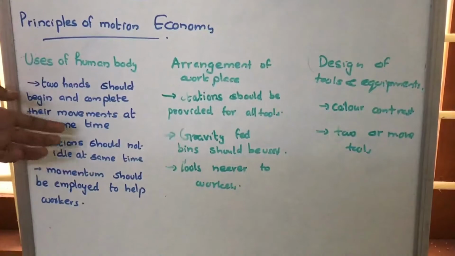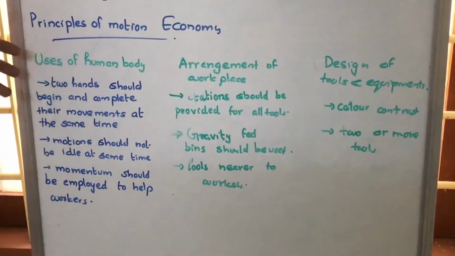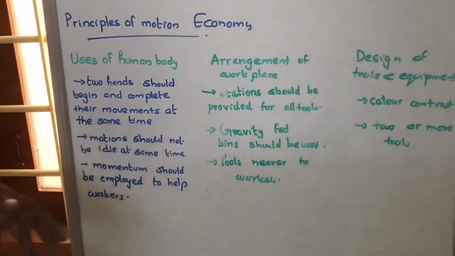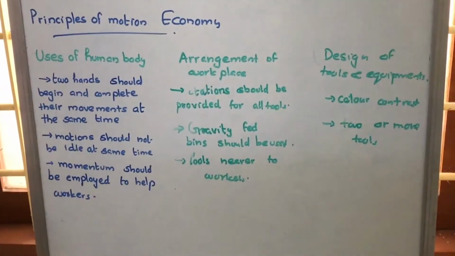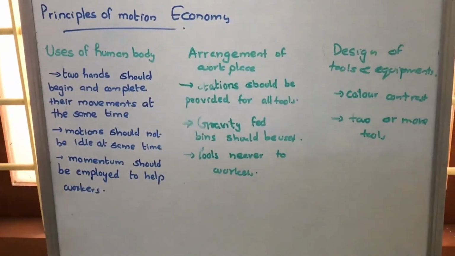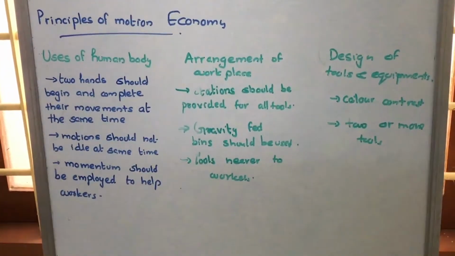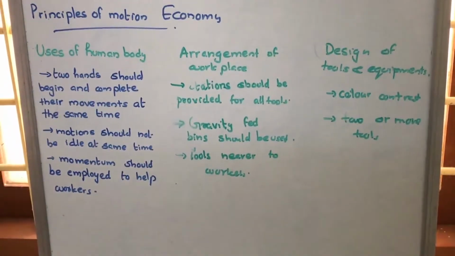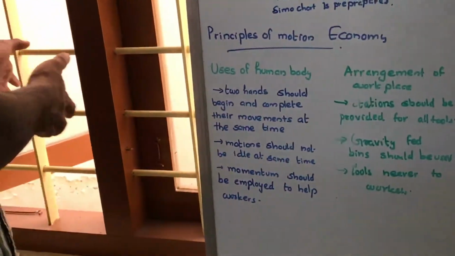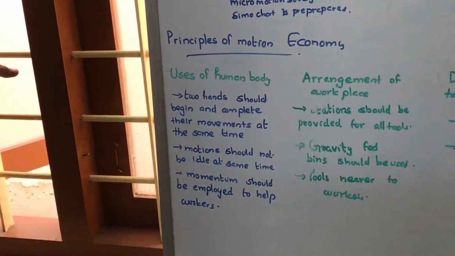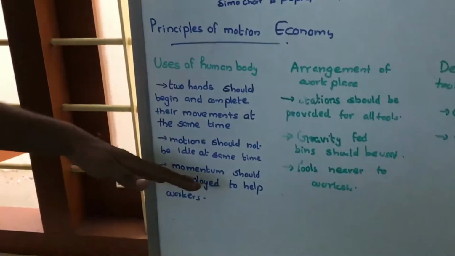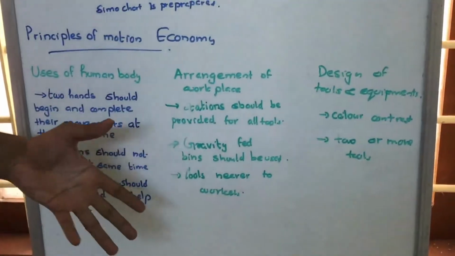In use of the human body, first, they will ask the employees to start the motion, to start the assembly, and end it simultaneously by using both hands. Also, the hand should not be idle unless it is rest time. Then, say a particular machine is bringing a bolt towards them. The bolt, when it is coming towards the worker, should be easy to take. The momentum of the workpiece or tool should be such that he is able to use it properly.